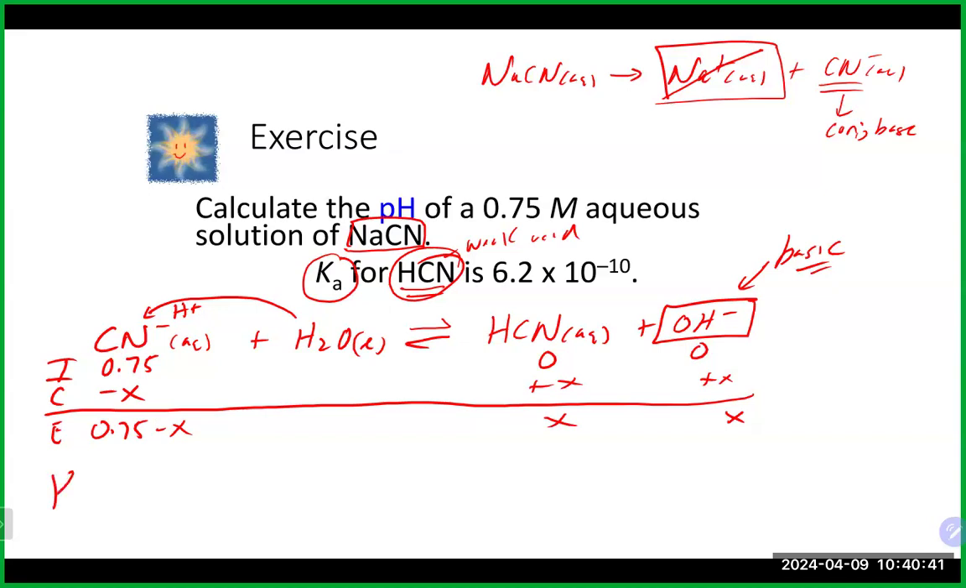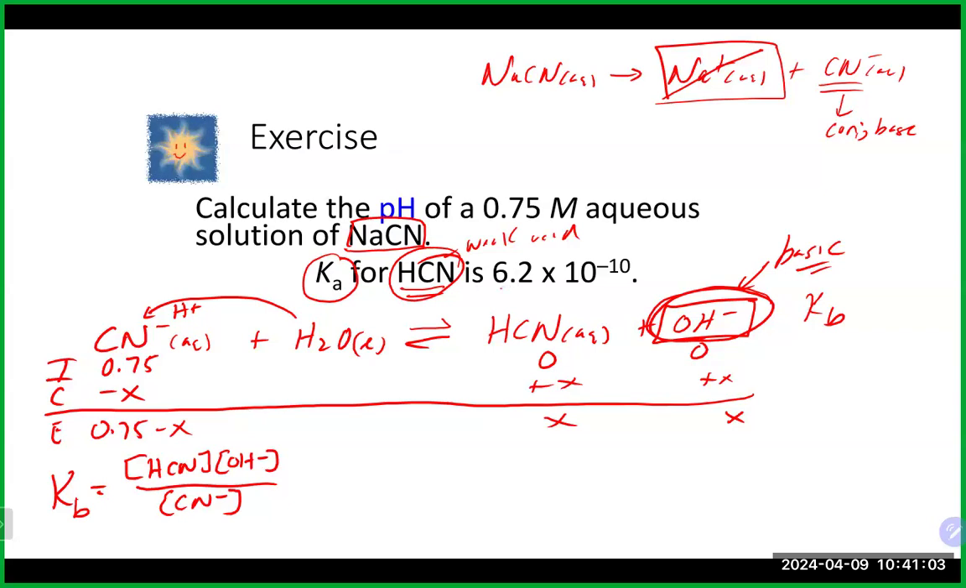This will go into our K expression, which once again will be our products divided by our reactants. Obviously, we're leaving water out like normal. This should be a K, could be a Kb. We know that because of our equation. So we should be using our Kb value.